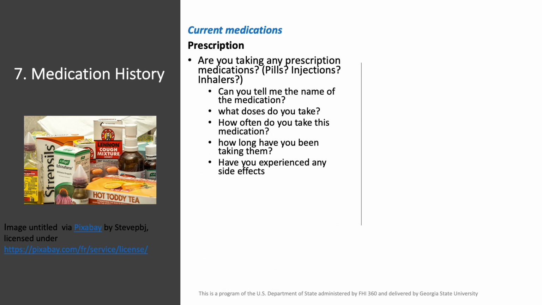After the family history, you now move to the medication history. In this section, you will ask questions about your client's current medication. First, you will ask about prescription medications. Again, with a simple question. Are you taking any prescription medication? Things like pills, injections, inhalers, and then listen to the client.